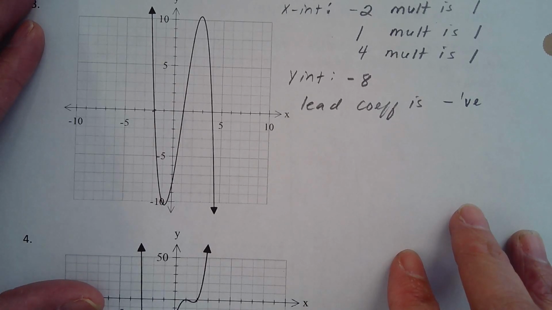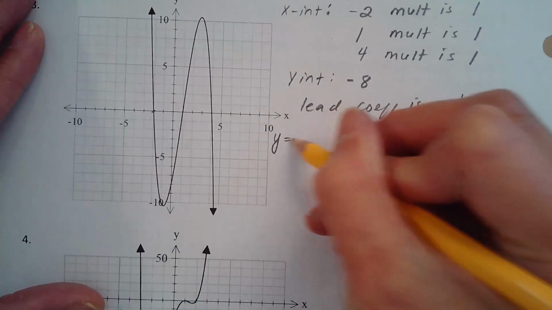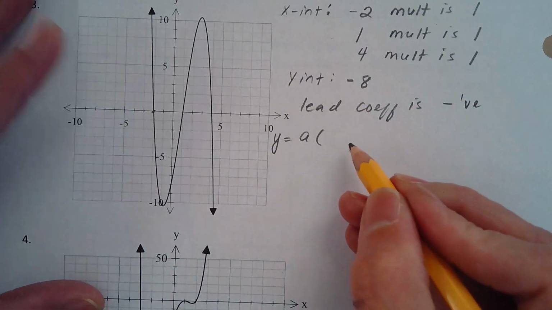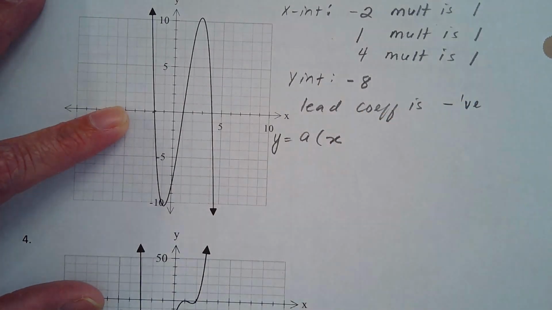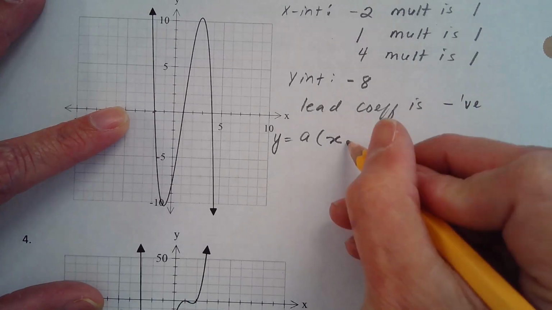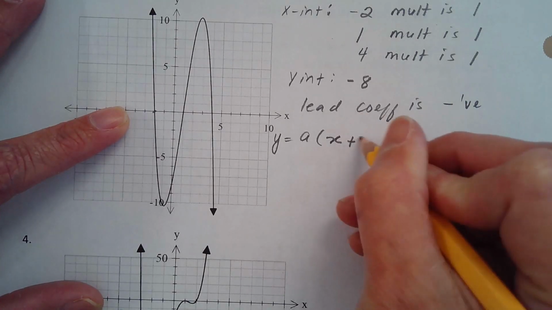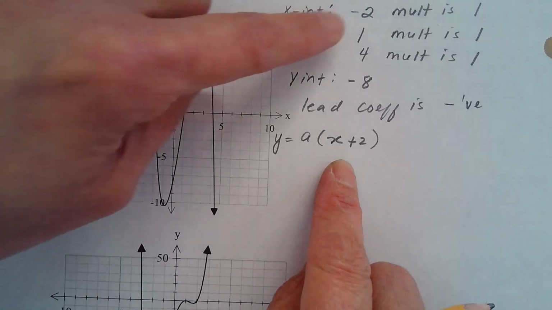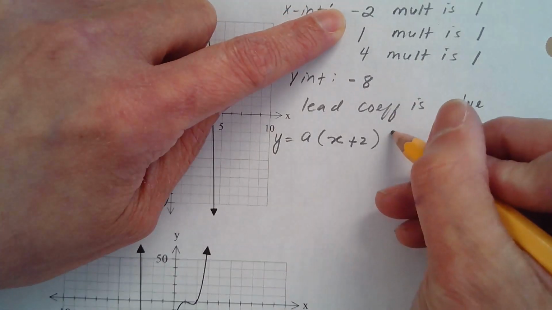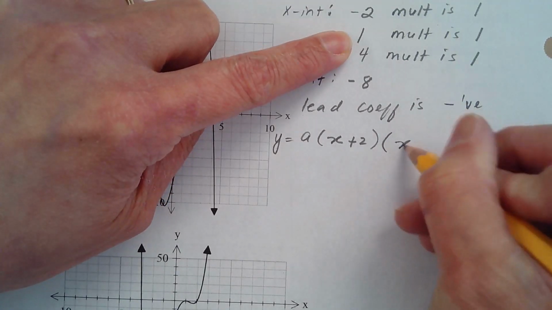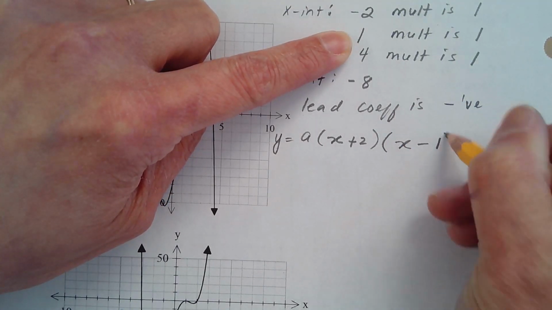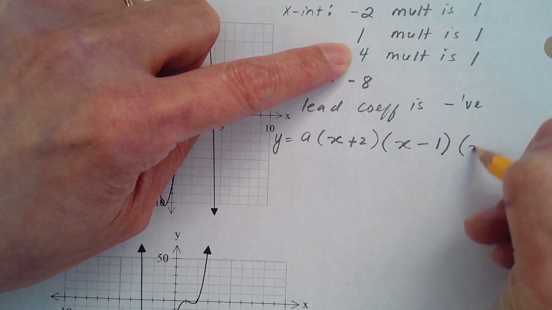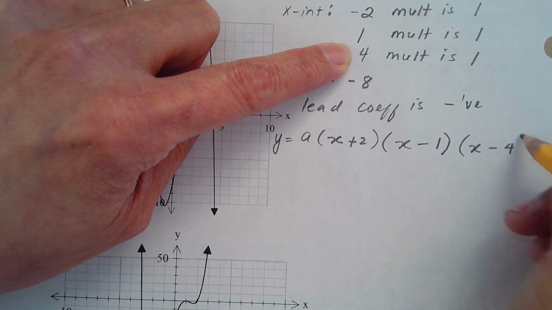So, what can we do? y equals A times, what are the factors? x plus 2. Is everybody okay with that one? Because it's x minus negative 2, right? And then the other one is x minus positive 1. And then the other one is x minus 4. Okay, good.